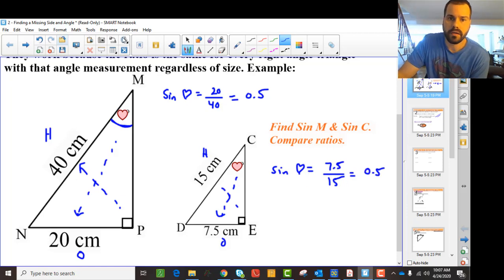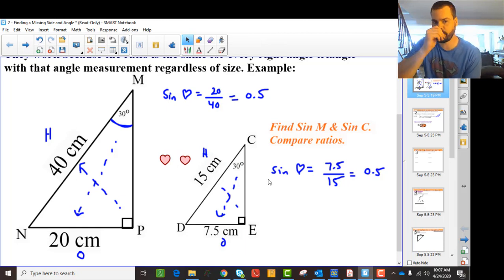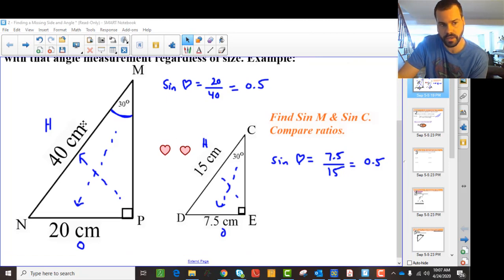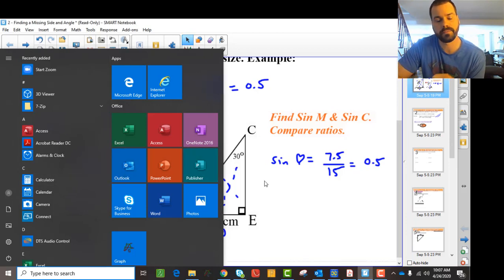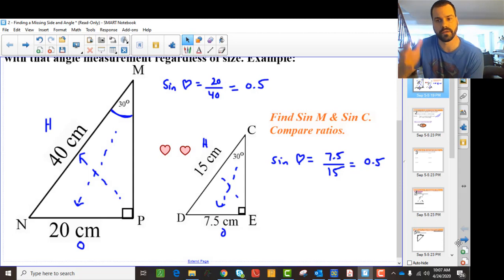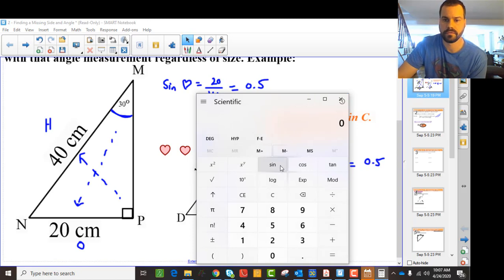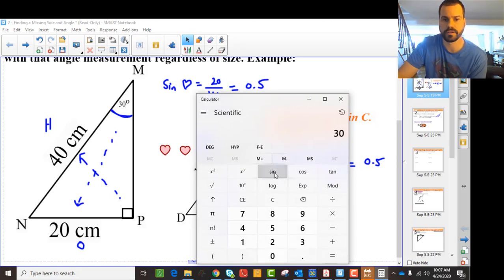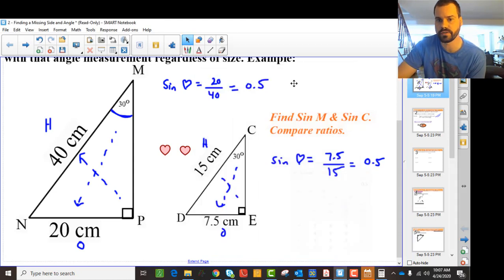So no matter what, if you have an angle, and if I reveal it now to tell you what it is, the angle is 30 degrees. So it doesn't matter, the sine of 30 degrees is always 0.5. And just to show you on the calculator, if I type in 30 and hit sine, it's 0.5. So it doesn't matter what the size of the sides are, if the angle is 30, the ratio is always 0.5.